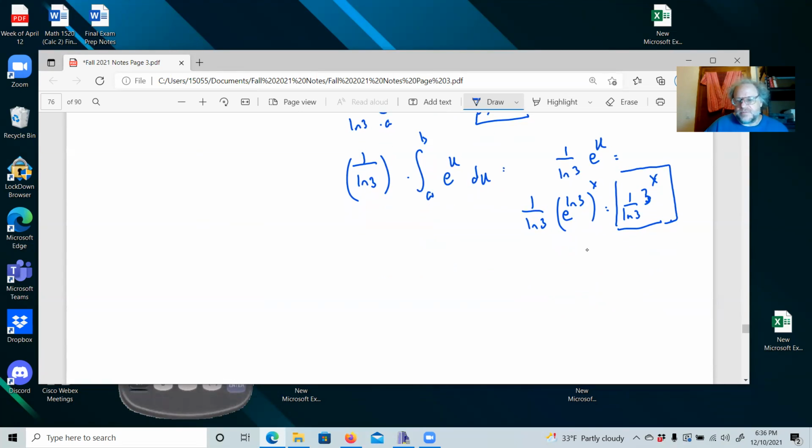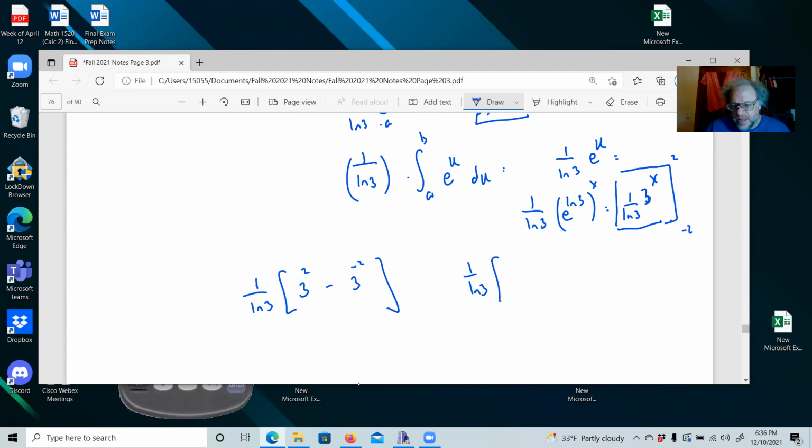So we have from a to b, right? We're going to go from -2 to +2. So we have 1 over ln 3, and we have 3 squared minus 3 to the -2. So we have ln 3, and then we have 9, 3 squared, minus 1 over 9. Let's see what we get.